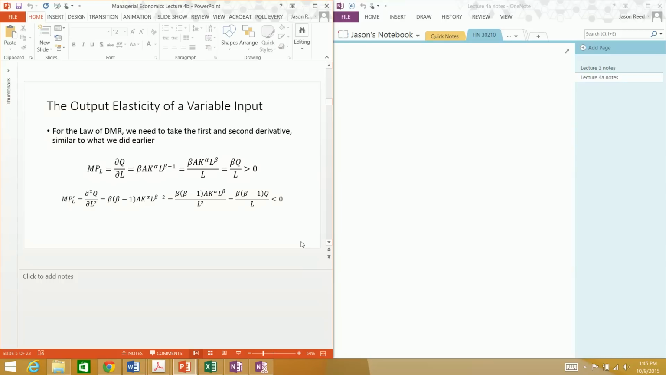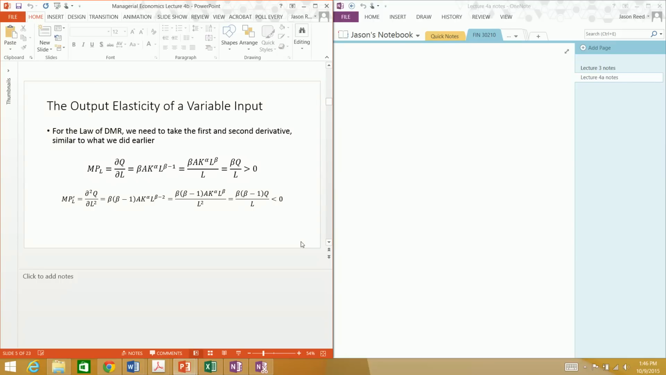So if you're following along, we're now going to actually take this first derivative with respect to L. And so we get beta times AK to the alpha, L to the beta minus 1. As we simplify this, we can substitute back into our equation Q, so that we have beta times Q divided by L, which we know to be greater than 0. We know this to be true because we defined beta to be positive and between 0 and 1, and we know that Q and L make economic sense to us to be positive. It makes no economic sense to have a negative labor input, and it makes no economic sense to have negative output.